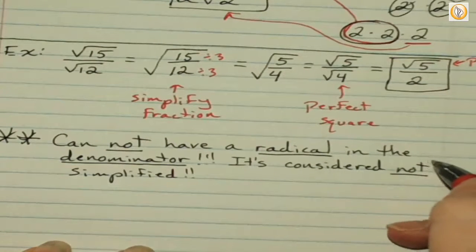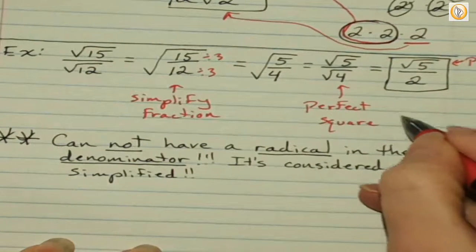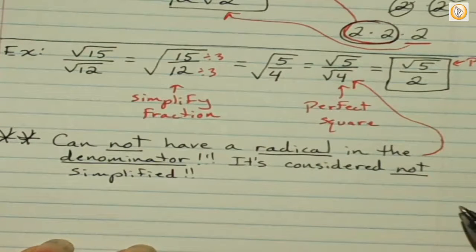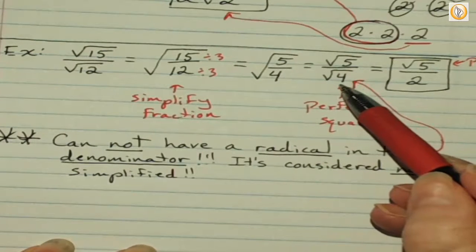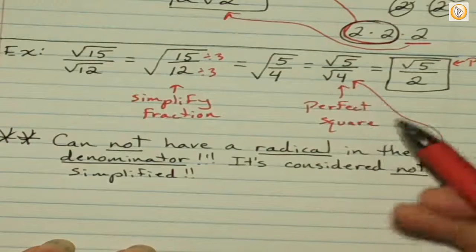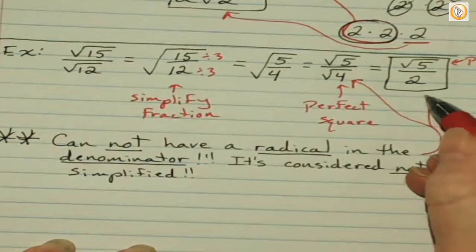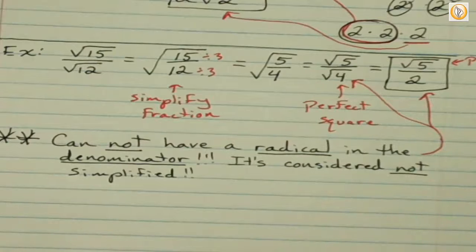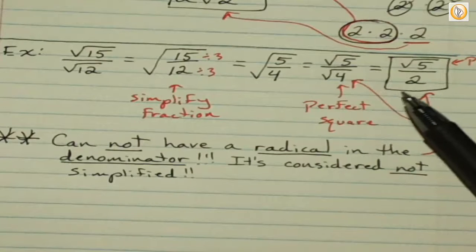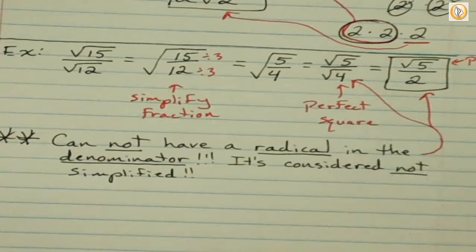For example, see that square root of 4? We cannot have that there. Luckily, it was a perfect square, so we were able to change it to a 2. But if it wasn't a perfect square, we would have to get rid of it somehow. You cannot have a radical as a denominator. If you do, it is wrong.